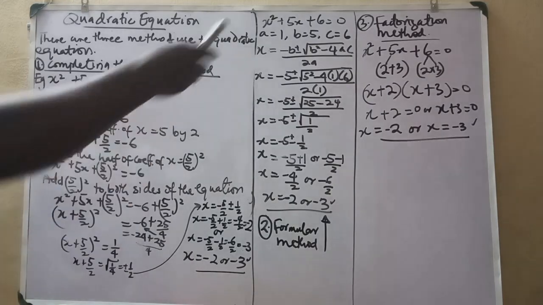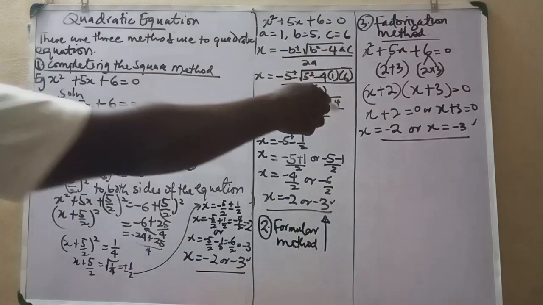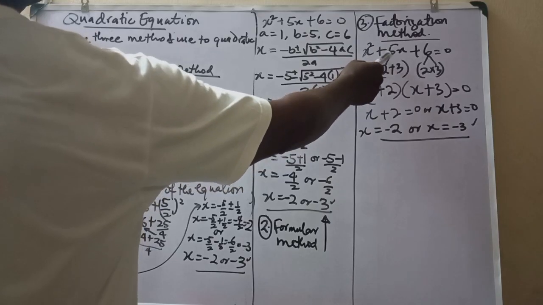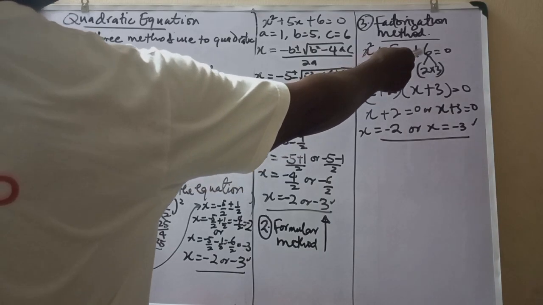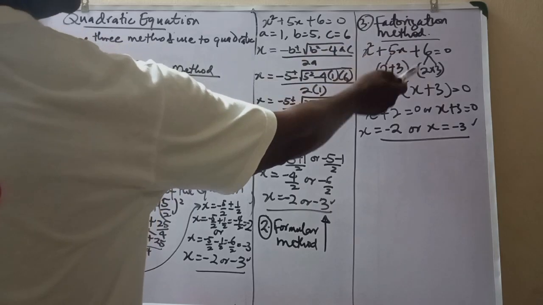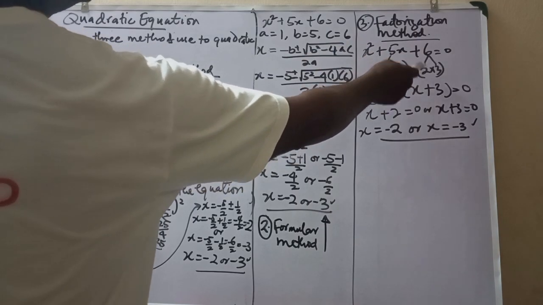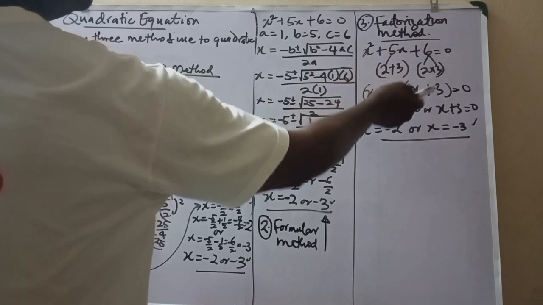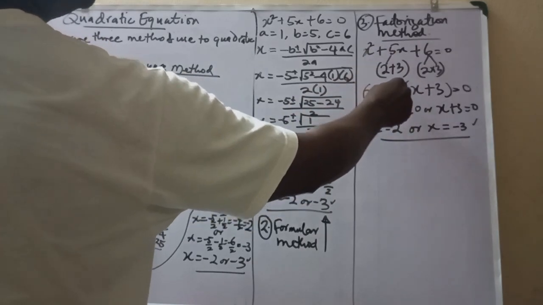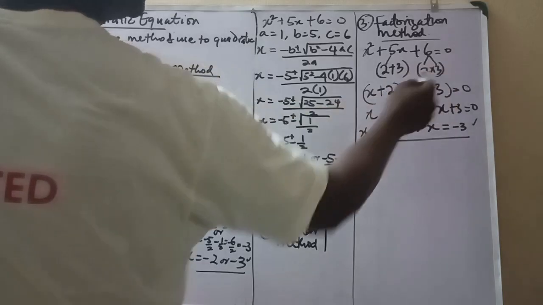Quite simple. Then the factorization method. So this is the same equation again. X squared plus 5x plus 6 equal to 0. Now you discover here that the two numbers we can use are 2 and 3. 2 times 3 will give you 6. 2 plus 3 is 5. So that naturally you separate it: x plus 2 into x plus 3.